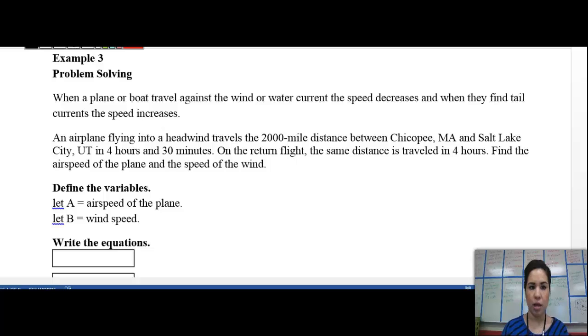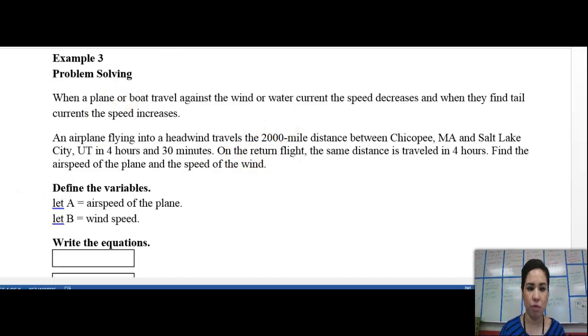In example 3, it says that you have a plane or boat and it's going against the wind or water, and so the speed is going to decrease. So it says an airplane is flying into a headwind traveling 2,000 miles, and then on the return flight, the same distance is traveled in 4 hours. So to Chicopee, it takes 4 hours and 30 minutes. Back, it takes 4 hours. So since it was going against a headwind, it was slowing it down.